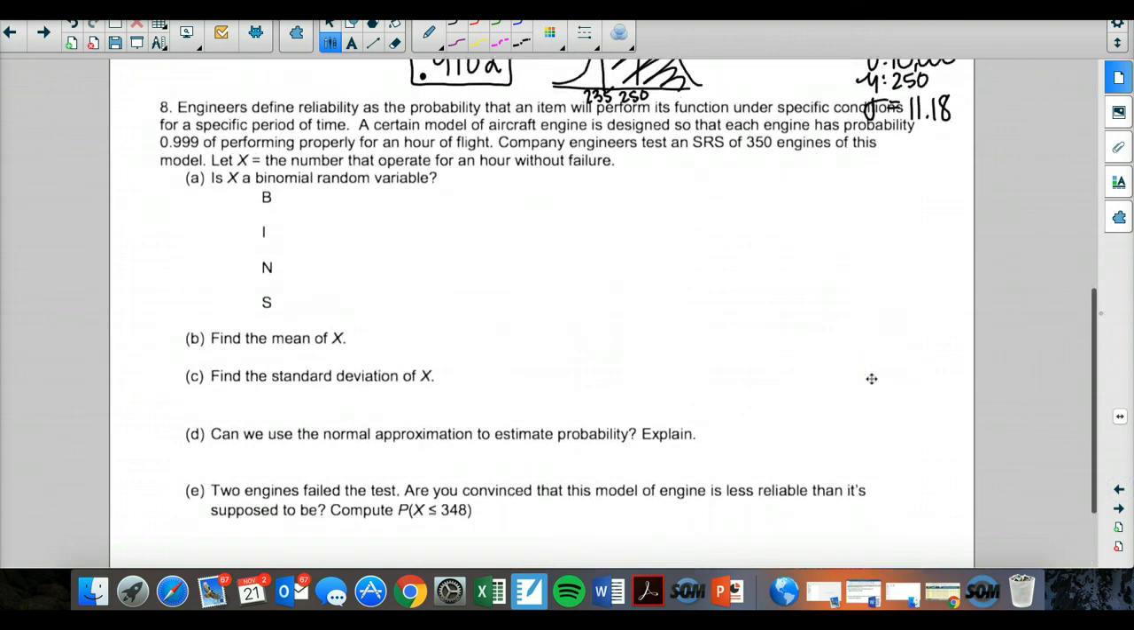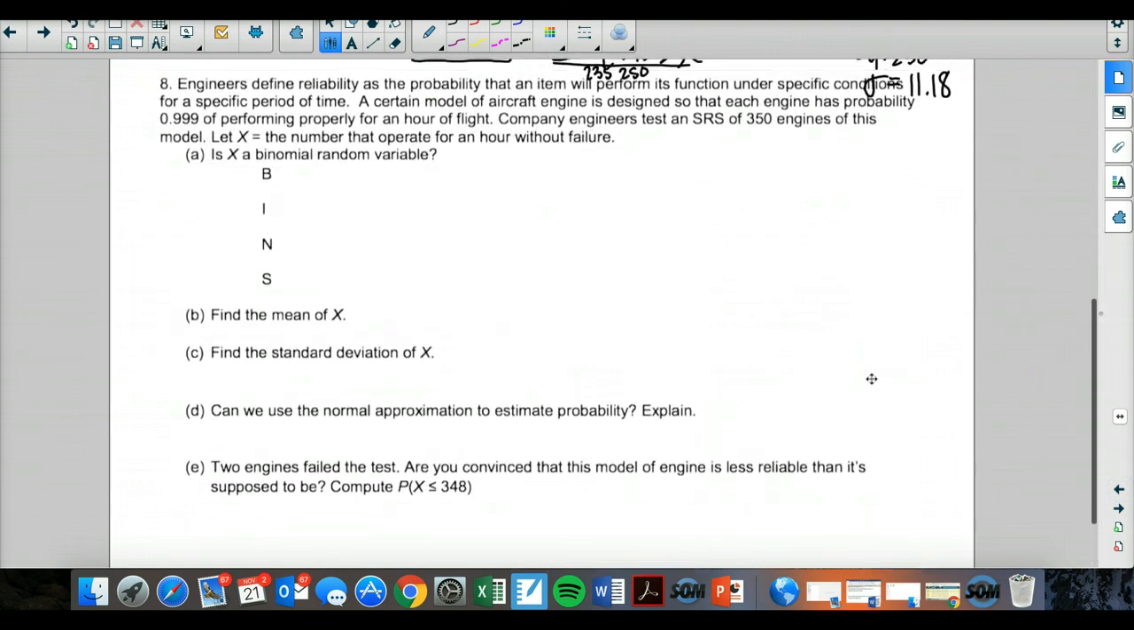Okay, so next, engineers define reliability as the probability that an item will perform its function under specified conditions for a specific period of time. A certain model of aircraft engine is designed so that each engine has a probability of 0.999 of performing properly for an hour of flight. Company engineers test a simple random sample of 350 engines of this model. Let X equal the number that operate for an hour without failure.